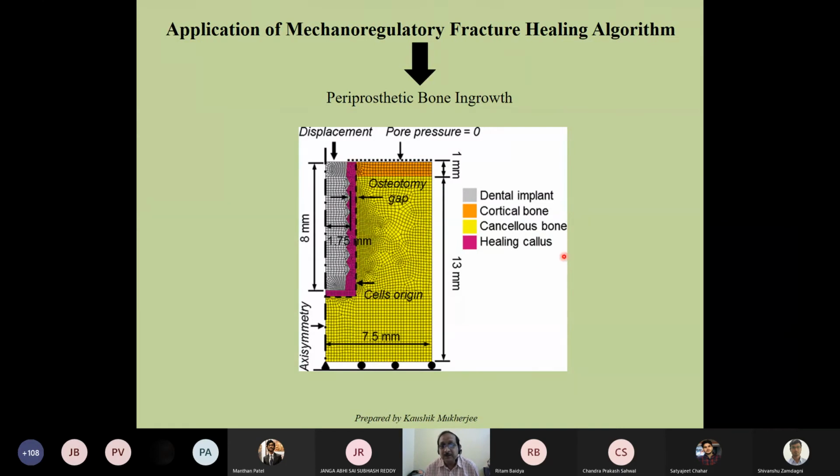So this is another example, just to give you that people have actually investigated dental implants as well. Because in dentistry or dental implants, there is a huge application of uncemented implants. So people have tried simplified 2D models with dental implants, cortical bone, cancellous bone, and the healing granulation tissue layer that is formed at the interface of the implant and bone.